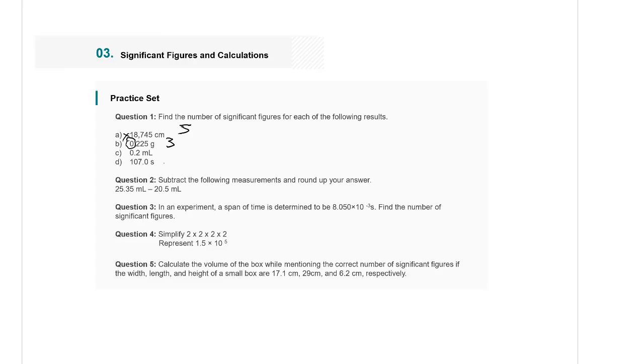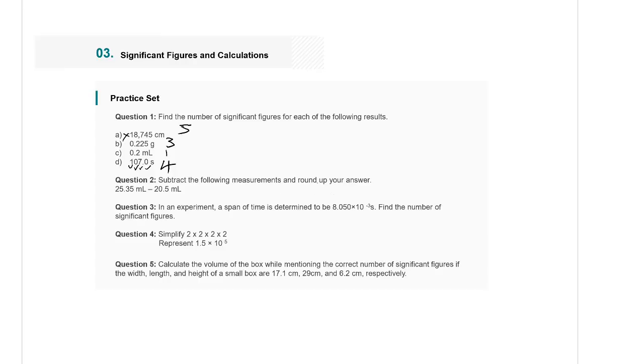Okay, we have 0.2. Again, we have 1 non-zero digit, so we have 1 significant figure. Okay, so we have 107.0. We have 2 non-zero numbers, 1 zero sandwiched between 2 non-zero numbers, and also a trailing 0. So this is also counted: 1, 2, 3, and 4. So we have 4 significant figures. It's not that difficult.